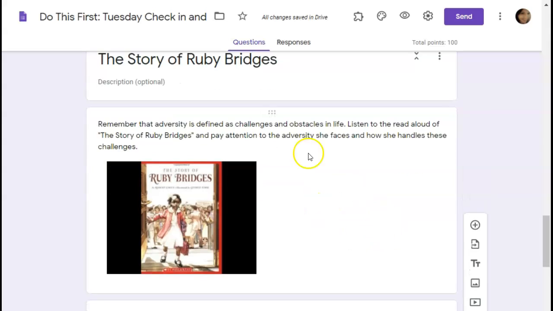The next section is actually the story. Here's a read aloud of the story of Ruby Bridges. Now, our theme, of course, our essential question is, how can adversity lead to success? And to pay attention to the adversity she faces and how she handles these challenges. Okay, so go ahead and watch it and keep that in mind.